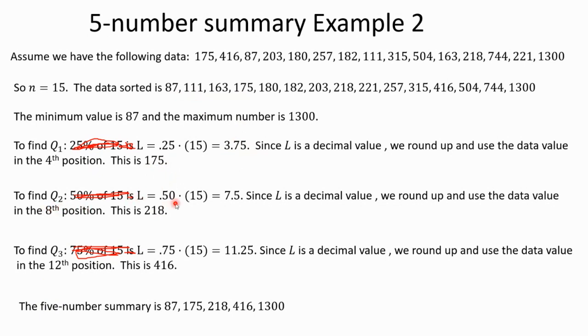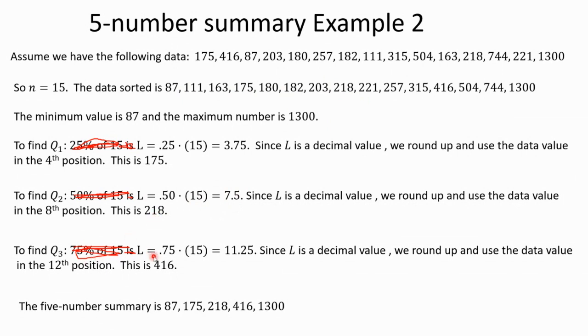Q2, L is 0.50 times 15, which is 7.5. Okay. Again, that's a decimal value. So we're rounding up to 8, we're going to use the data value in the 8th position. 1, 2, 3, 4, 5, 6, 7, 8. I know it's right. I know it's here. But I wanted to show you. Get the 8th data value.